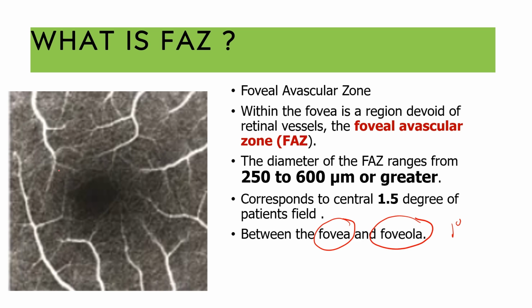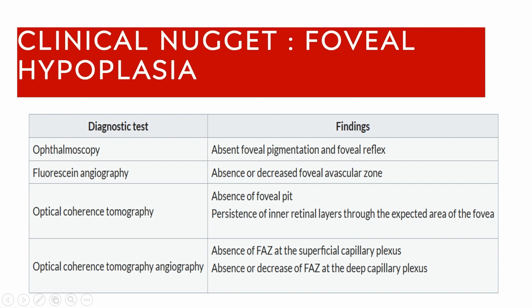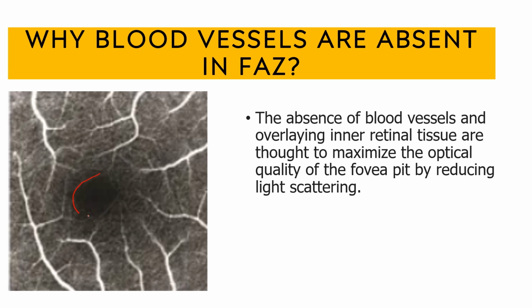So as you can see over here, this is actually a fluorescein angiographic image. You can see this central area where the blood vessels are basically absent, this area over here, and that area where the blood vessels are actually absent is referred to as the foveal avascular zone. It's a very important landmark that you see in the angiography.